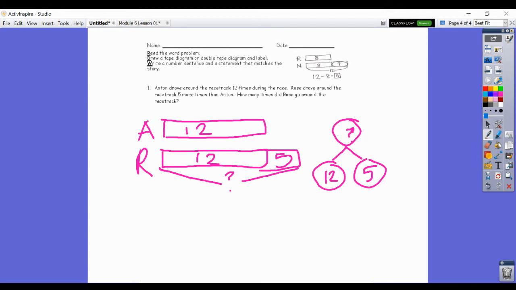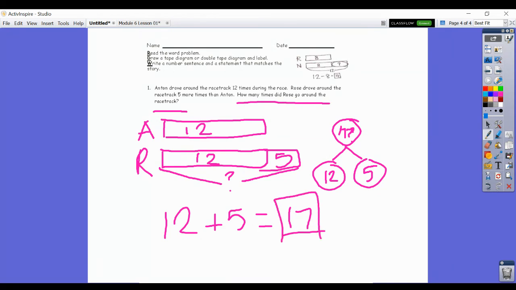So our number sentence, if we were to write one for this, it is 12 plus 5 equals blank. So 12 plus 5, you can put it in your brain and count up. You can use any of your strategies. So 12 and 5 is 17. So our whole would be 17. So in order to answer our question, how many times did Rose go around the racetrack? She went around 17 times. So our answer is 17.